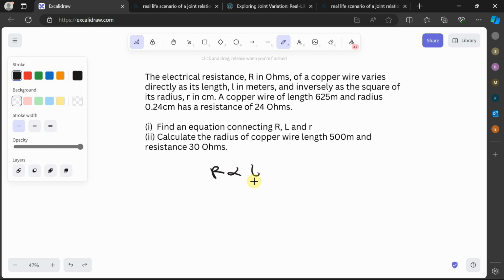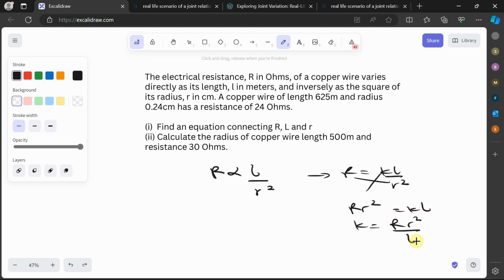So just note that, L over r squared. Let me just read again just to be sure. R varies directly as L and inversely as the square of r. So we could say R is equal to kL all over r squared. We want to make k the subject of the formula. That would be cross multiplying, so r squared is equal to kL. Our k will now be equal to R r squared all over L.